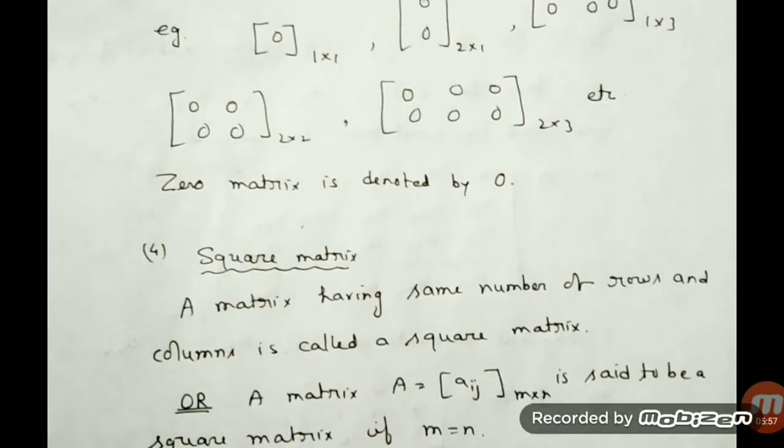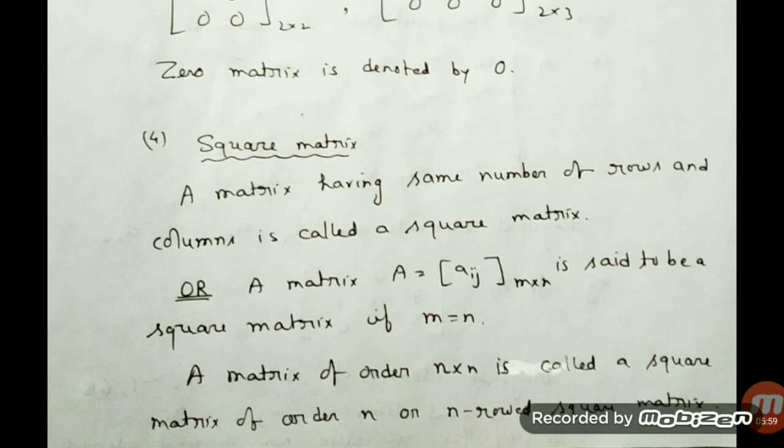Next, we'll go to the square matrix, the next type of matrix. Square, you understand. What does square mean? In case of a geometrical figure, square means the length and the breadth are the same. So in case of a matrix, if the number of rows and number of columns are equal, then it is said to be a square matrix. A matrix having the same number of rows and columns is called a square matrix. We call it a square matrix when the number of rows and columns are the same.